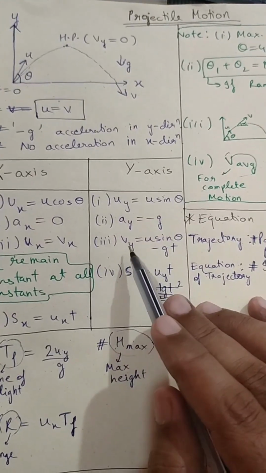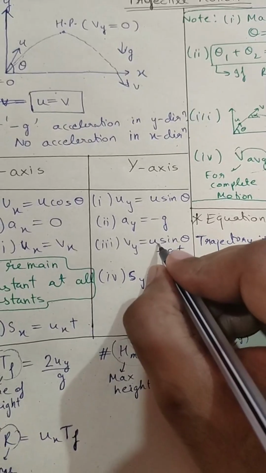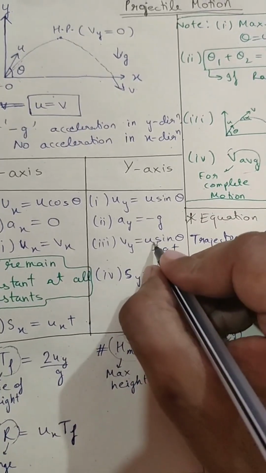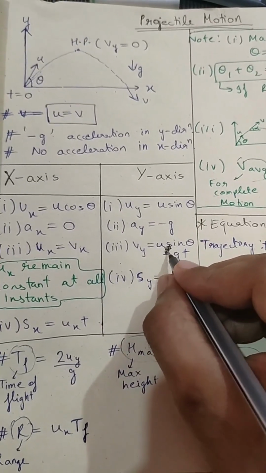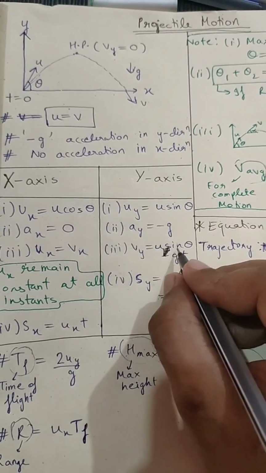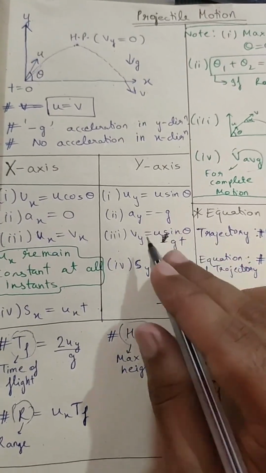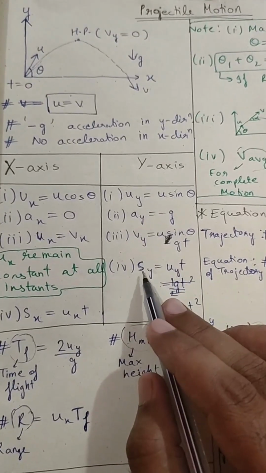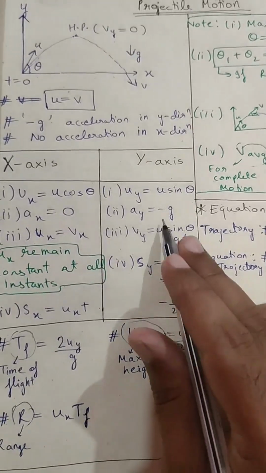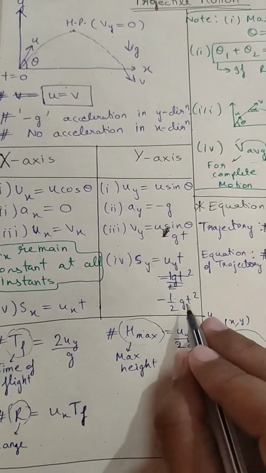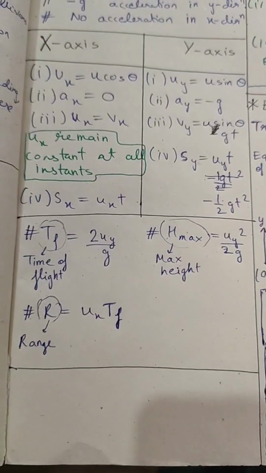Using the equation of motion, we can say that vy is equal to uy minus gt, which is u sin theta minus gt. So this is the first equation of motion, and the second equation of motion is Sy is equal to uyt plus half at square, which, since acceleration is minus g, is uyt minus half gt square. So this is the x and the y axis explanation.